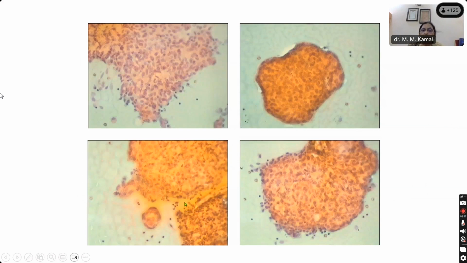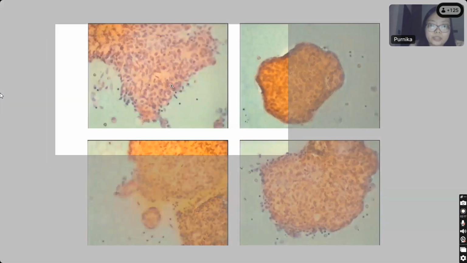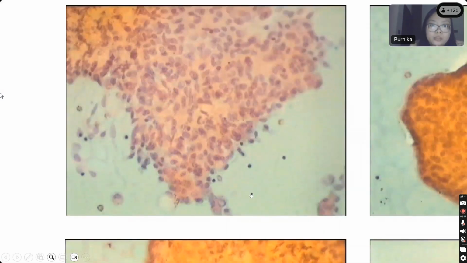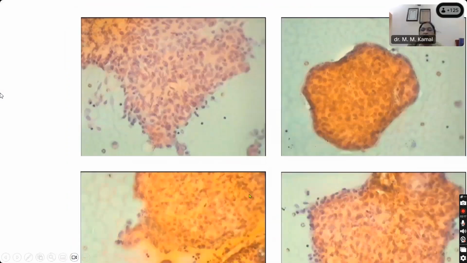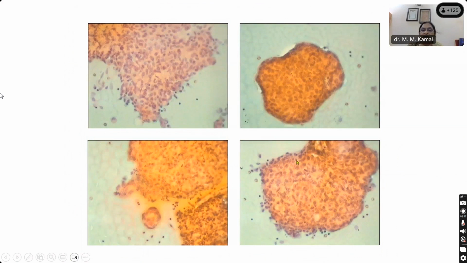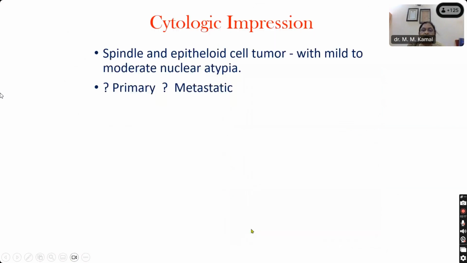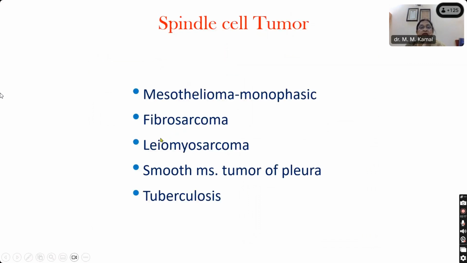Ma'am, I felt that they were epithelioid cells, because in the first picture, when I zoom it, there are few cells which are spindle to epithelioid in shape. Yes, but then they are proliferating in a very regular manner. We see that the background and the associated, of course, we also entertained the diagnosis of tuberculosis in this patient for a very long time. And then we came to an impression that this is a spindle and epithelioid cell tumor with mild to moderate nuclear atypia, primary versus metastatic.